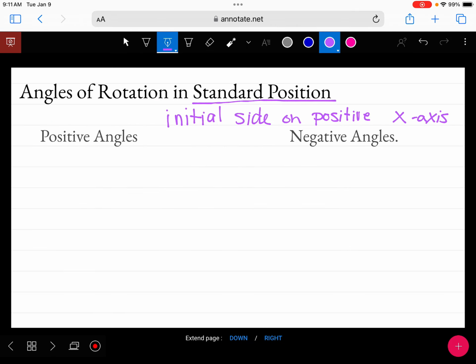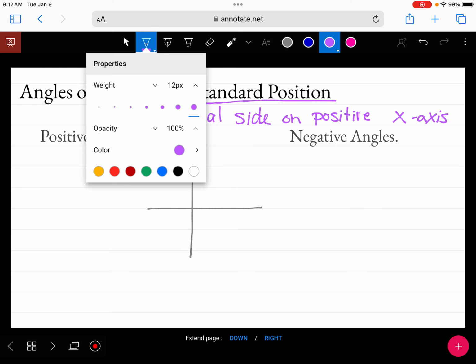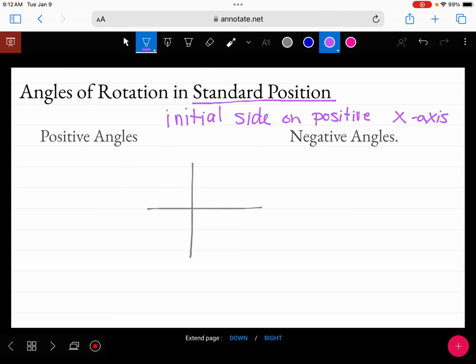So when we're looking at pictures, we're going to talk about, let's see, we can get a slightly thicker marker so we can see it. This being our initial side. We're just going to base them out of there.